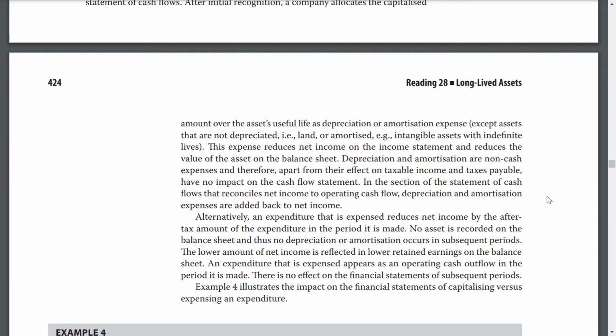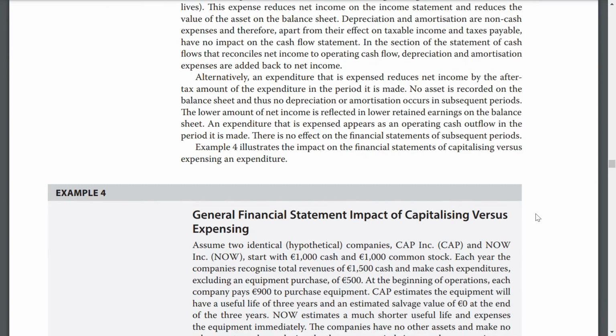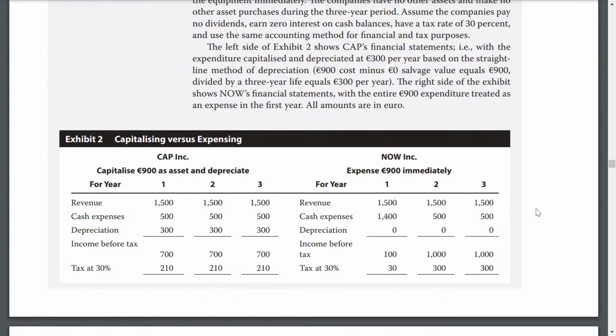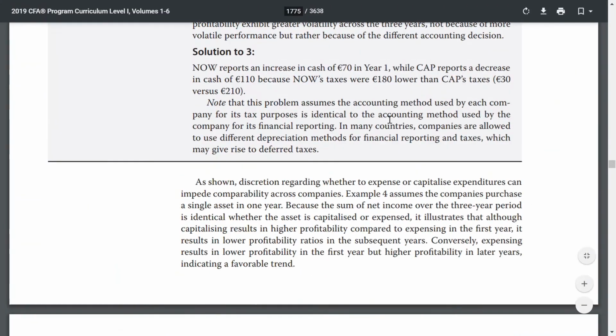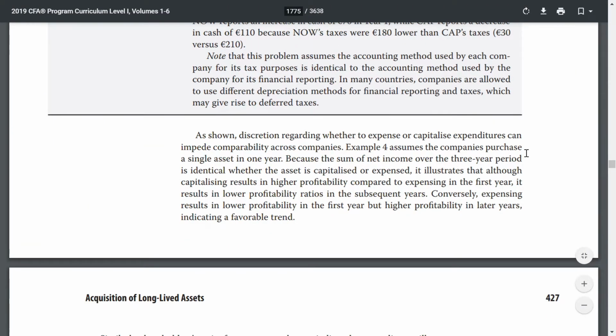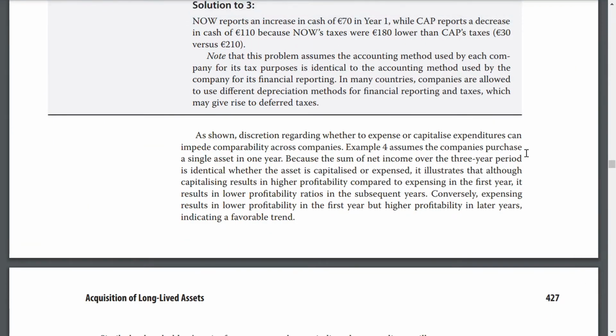Example 4 illustrates the impact on financial statements of capitalizing versus expensing expenditures. As shown, discretion regarding whether to expense or capitalize expenditures can impede comparability across companies. Example 4 assumes that companies purchase a single asset in year 1, because the sum of the net income over a 3-year period is identical whether the asset is capitalized or expensed.